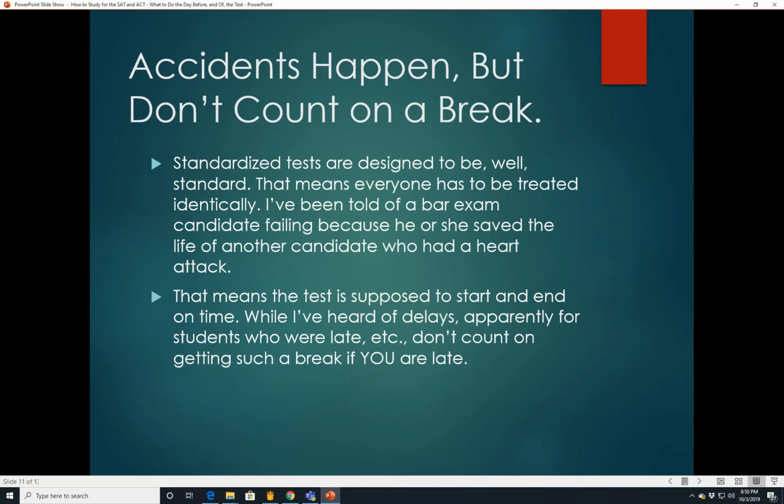Same thing's going to happen with the SAT. It's pretty much medical emergency only. They might let you cancel the score. If you're late, they probably won't even let you in. And, anyway, it means the test is supposed to start and end on time.